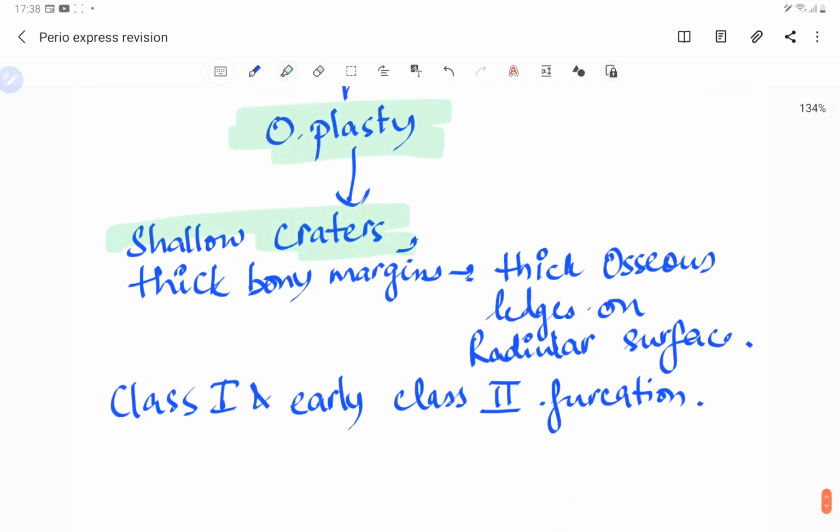So we can use in craters, bony ledges if present on the radicular. Remember that if present on the radicular only you can do. And class 1 and early class 2 furcation defects. So these specific situations, shallow crater are present, thick osseous ledges are present on the radicular surface, and early class 2 and class 1 furcation involvement, we can do the vertical grooving and the radicular blending.